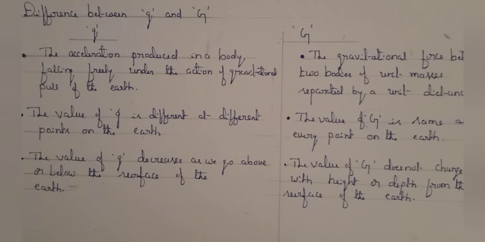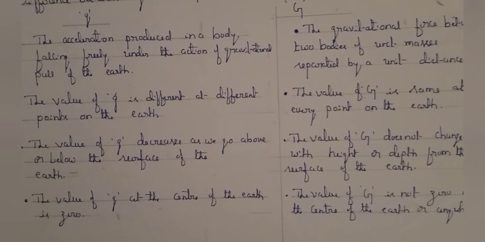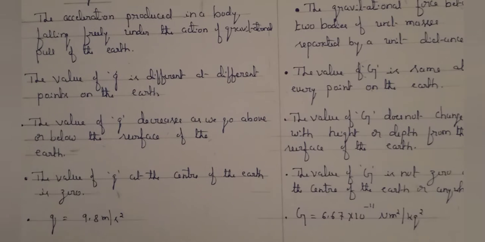Next, the value of acceleration due to gravity at the center of the earth is 0, but the value of gravitational constant is not 0 at the center of the earth or anywhere else. Next, the value of acceleration due to gravity on the surface of the earth is 9.8 meter per second square, but the value of gravitational constant is 6.67 into 10 to the power of minus 11 Newton meter square per kg square throughout the universe.